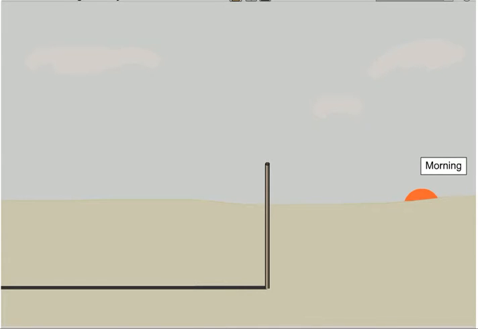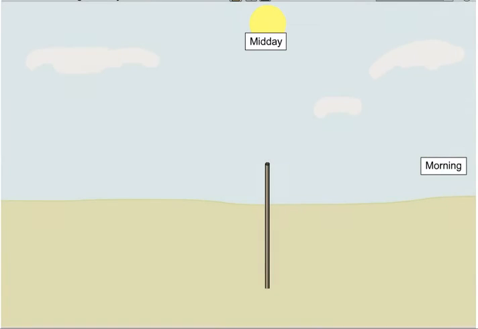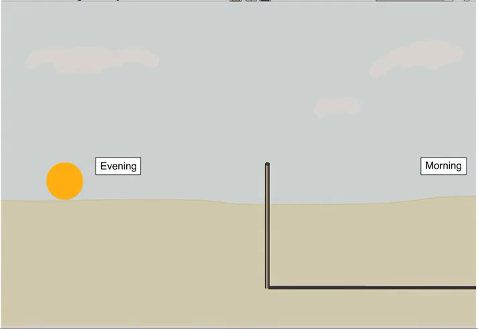As the sun rises, the shadow gets shorter and shorter, until at midday, when the sun is directly overhead, it disappears. During the afternoon, the shadow lengthens again, and in the evening the shadow is very long.